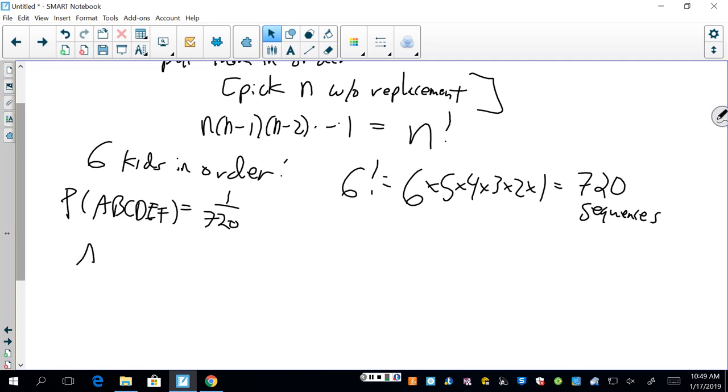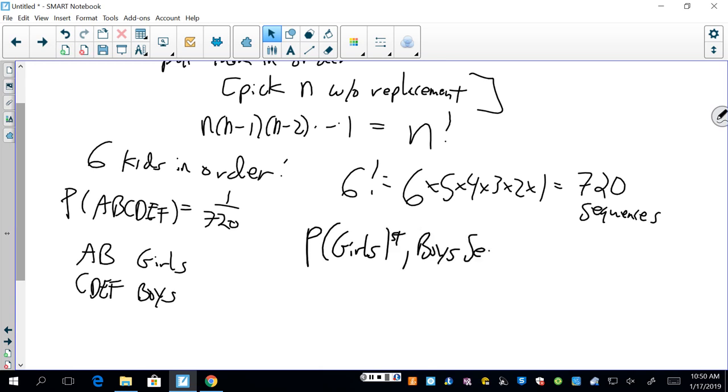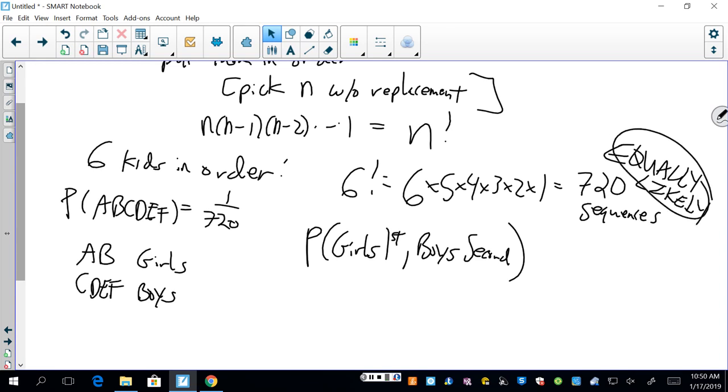Now, what if A and B are girls and C, D, E, and F are boys? What's the probability that the girls come first and the boys come second? So the two girls are there at the beginning, and then the boys come next. All right, so we have to figure out how many ways that can actually happen when we're randomly assigning, if all these sequences are equally likely, if we believe that there's not one child who always clamors to be first or something. We need to know how many ways that happen.